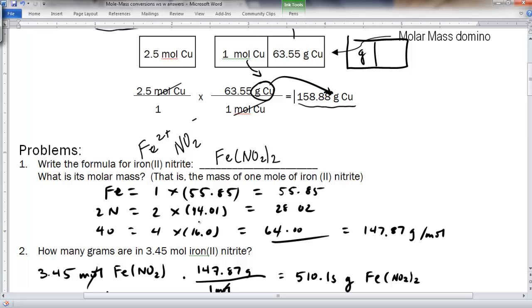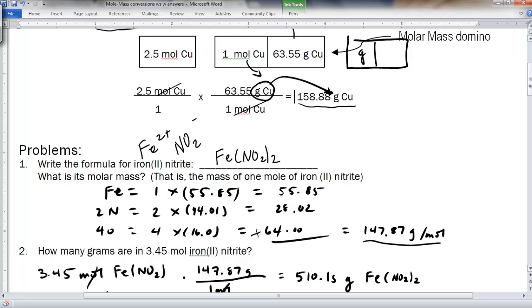What you do is you take these molar masses and multiply by the number of atoms that are in the formula. And so you extend that multiplication out here, and then what you need to do is add all this up. You add these numbers. This should be 28.02, 55.85, that's 64. Add all that up, and your answer, of course, is expressed in grams per mole, 147.87 grams per mole for iron 2 nitrite.